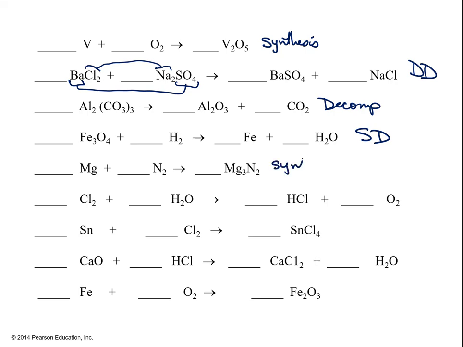All right, what about the magnesium one? Synthesis. Magnesium and nitrogen are combining. They're synthesizing, building, putting together magnesium nitride.